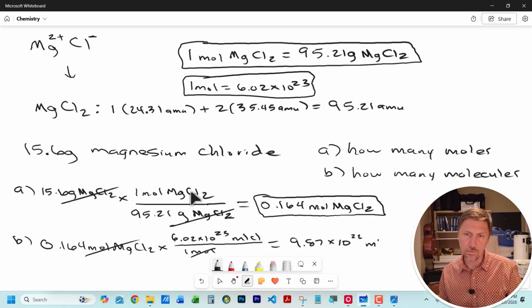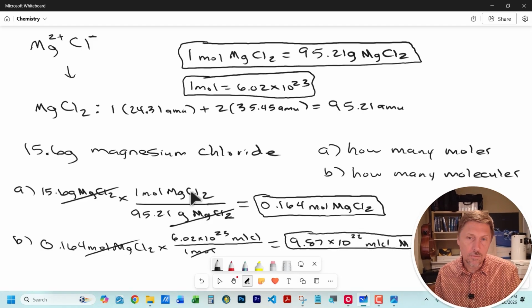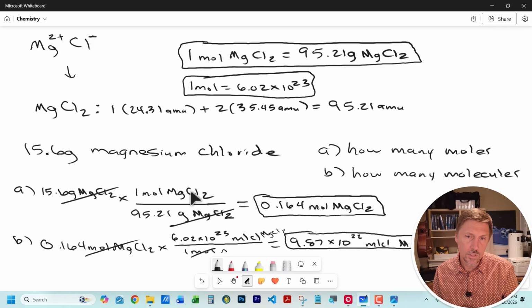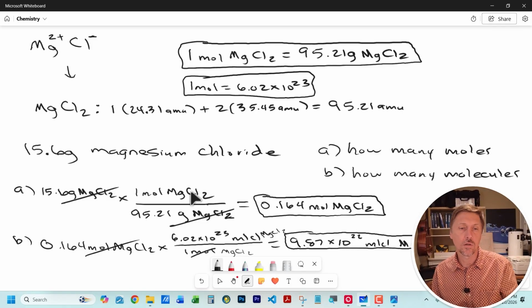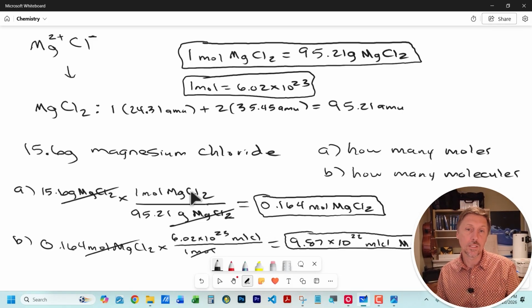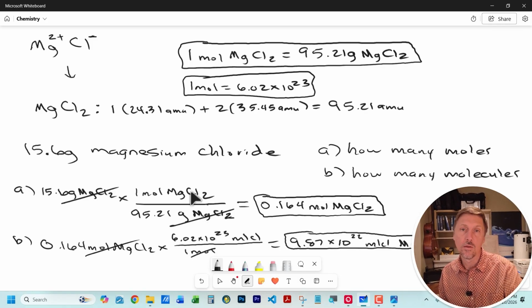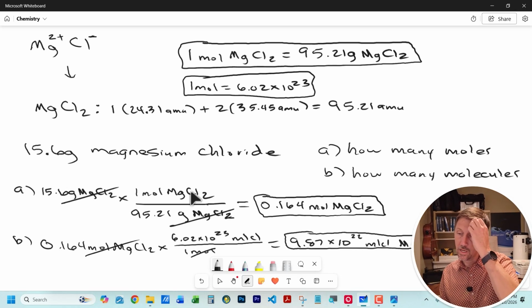We get that many molecules of MgCl2, right? Now, notice I didn't write MgCl2 here. I didn't write MgCl2 here. Why didn't I? The reason why is because these values are not unique to MgCl2. 1 mole is, in fact, always equal to 6.02 times 10 to the 23, no matter what it is. That was not true with this, right? 1 mole is not necessarily equal to that many grams. All right, so that's our two answers.